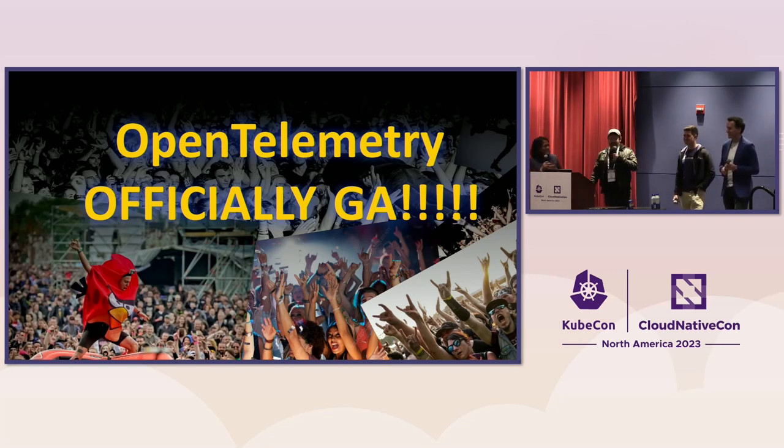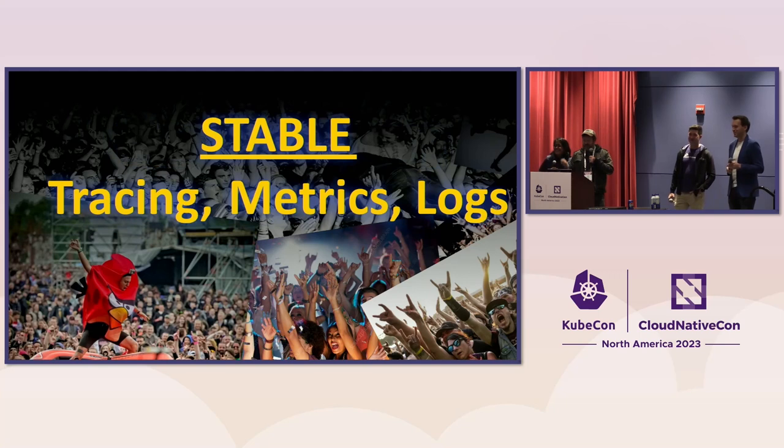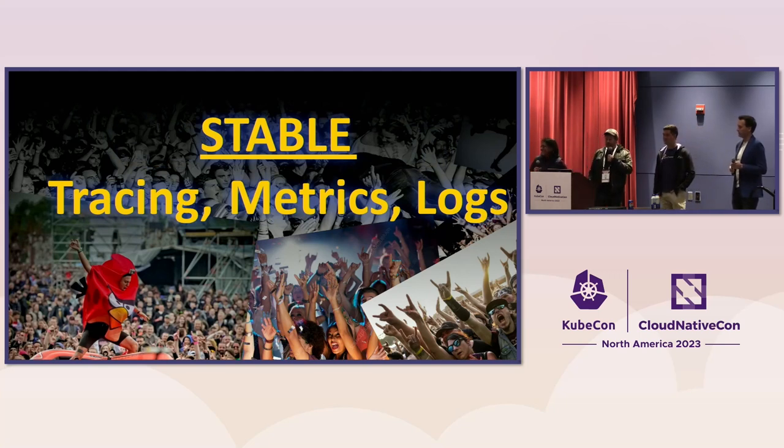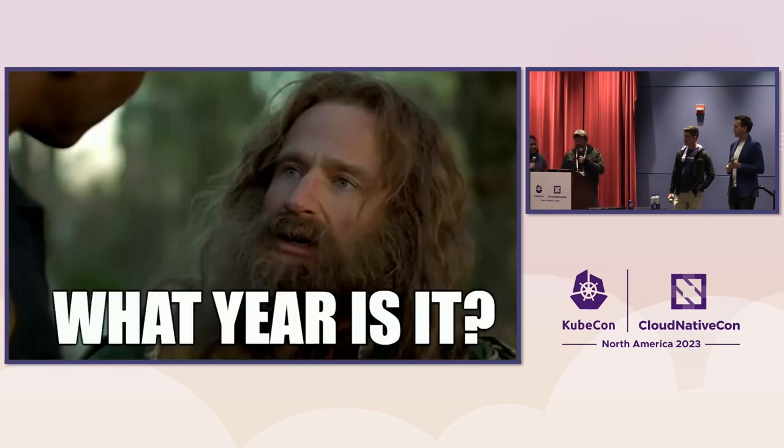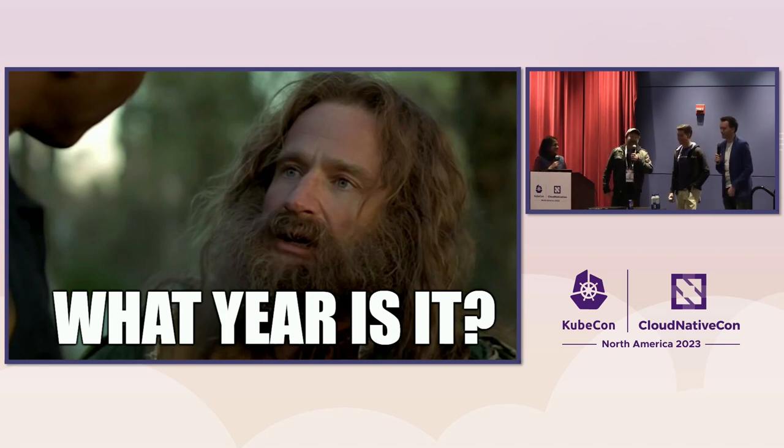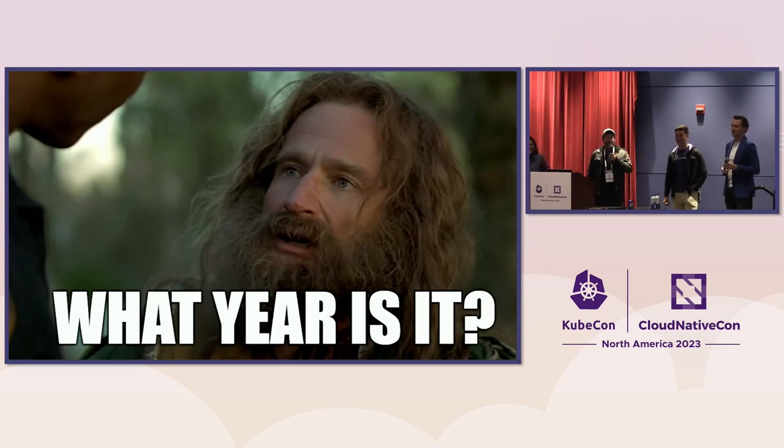For those who have not been following along, what GA means for us is we've completed our original charter of achieving stability in the three primary signals of tracing, metrics, and logs. This is awesome. I should point out we've actually had many of these capabilities for quite some time. We've been GA for tracing and metrics for a while. Logs is the new part. But that was our original charter.